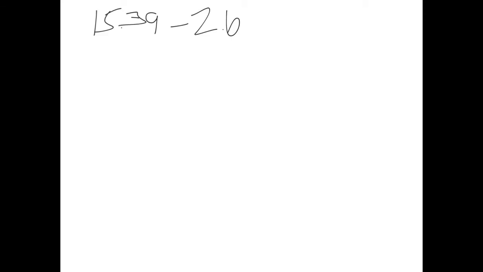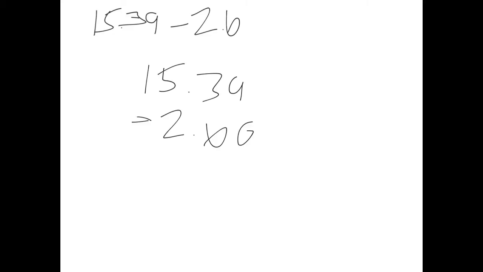I'm going to rewrite the problem in vertical using zeros as my placeholder. 9 minus 6 is 3. 3 minus 6 you can't do, so you take 1 from here, which leaves a 4, 13, which would be 7.